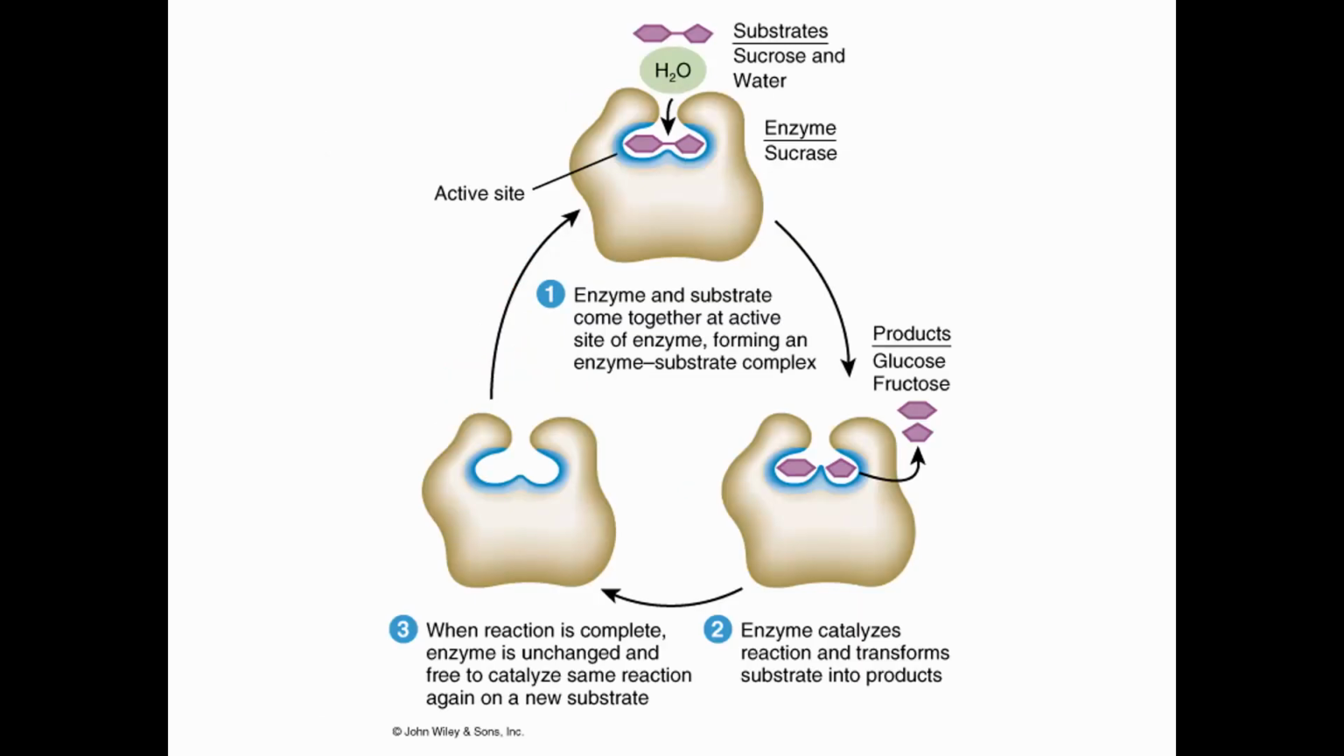Enzymes also provide the right orientation so that the right reactants are there. They can undergo this reaction. So this is a sucrase, and it's taking a sucrose and dividing it into a glucose and a fructose. Notice the glucose and fructose are changed, but the enzyme is still in place and could catalyze another reaction.